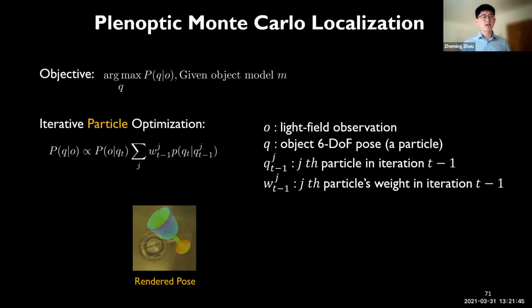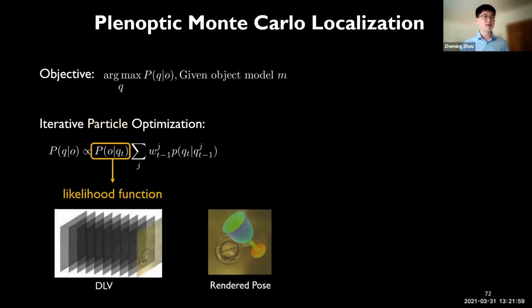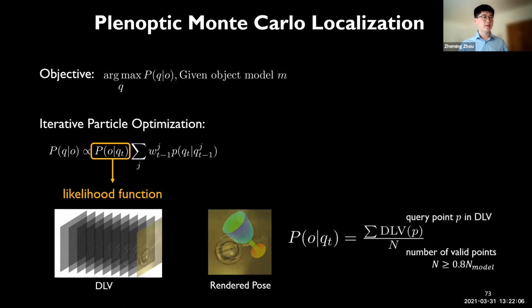To solve this objective function, we use the Monte Carlo localization method, or iterative particle optimization method. Each particle here represents a hypothesized 6-degree-of-freedom pose, and we can plug it into our likelihood function to calculate its corresponding likelihood. The likelihood is calculated by querying each rendered depth in the depth likelihood volumes and computing the whole likelihood for the particle.